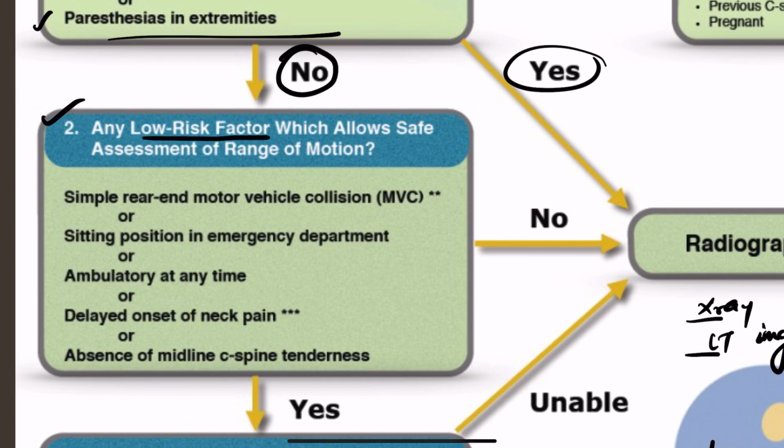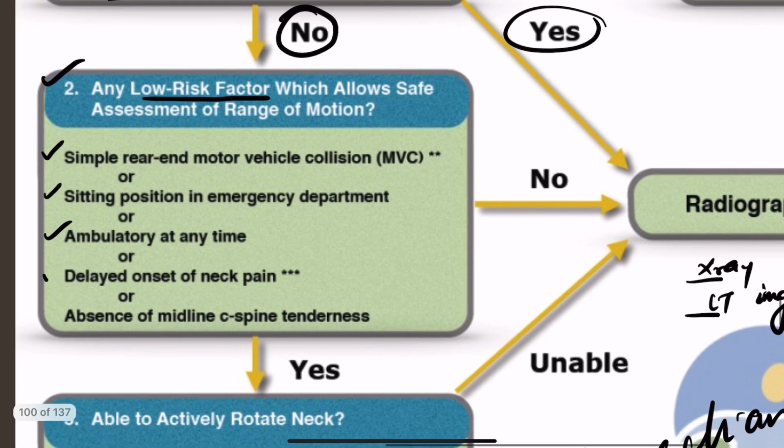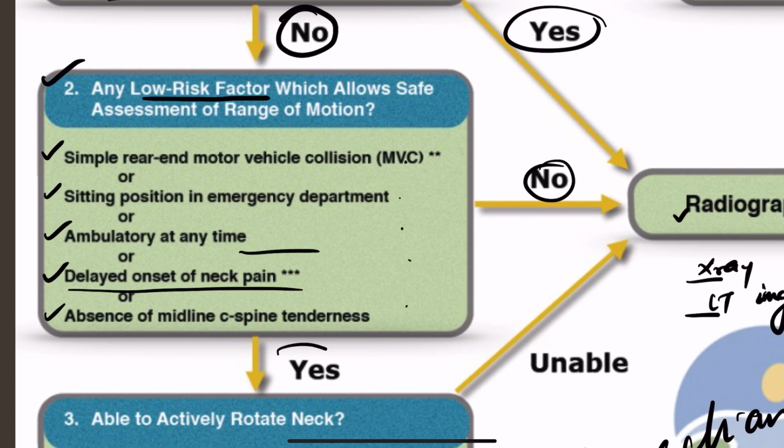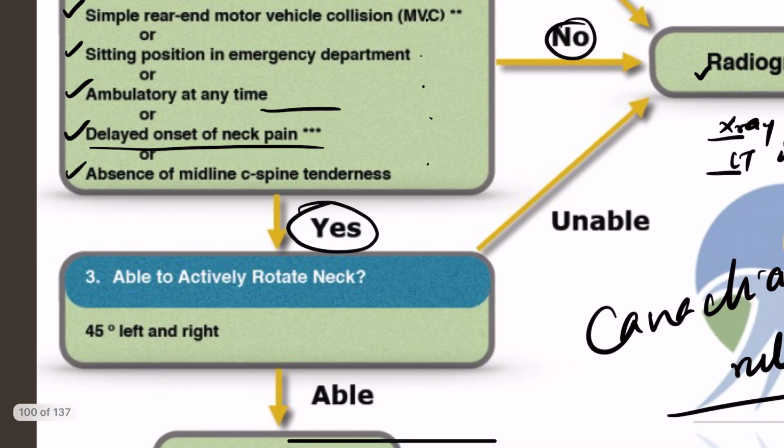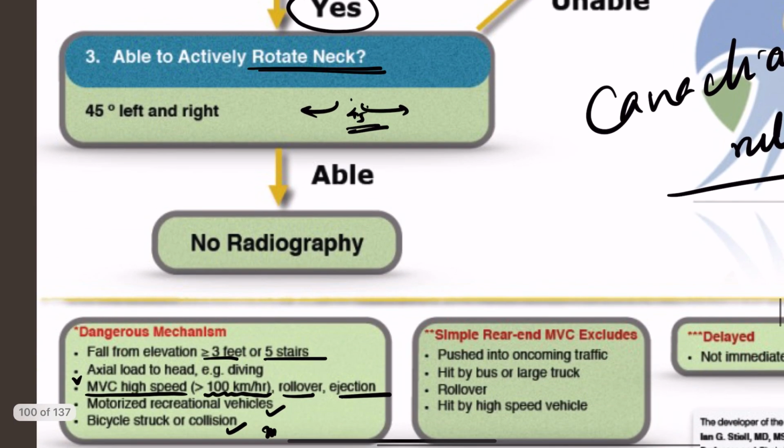If none of this is there, then we go ahead with the low risk factors. Low risk factors are simple rear end motor vehicle collision, sitting position in the emergency department, ambulatory at any time, delayed onset of neck pain, and absence of midline C-spine tenderness. If these characteristics are not met, then we have to go for radiology. If these characteristics are there, then we have to see the rotation of the neck. If 45-degree rotation is possible to either side, and the patient is able to do that, then radiology is not required for the patient.